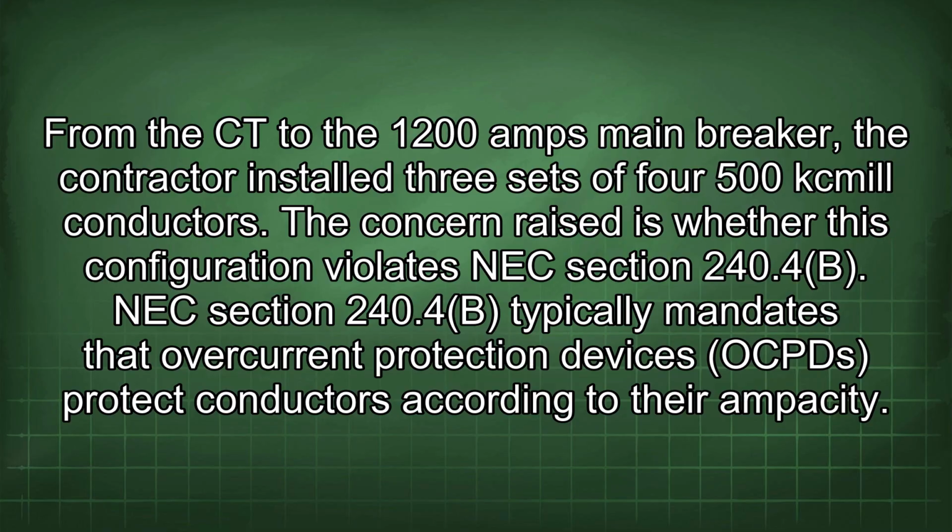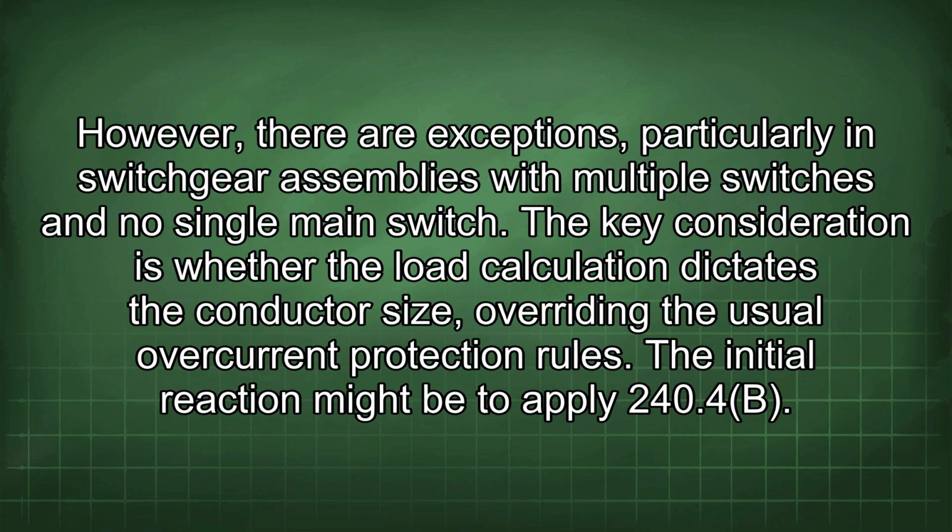500 kcmil conductors. The concern raised is whether this configuration violates NEC Section 240.4(B). NEC Section 240.4(B) typically mandates that overcurrent protection devices be selected to protect conductors according to their ampacity. However, there are exceptions, particularly in switchgear assemblies with multiple switches and no single main switch. The key consideration is whether the load calculation dictates the conductor size, overriding the usual overcurrent protection rules.